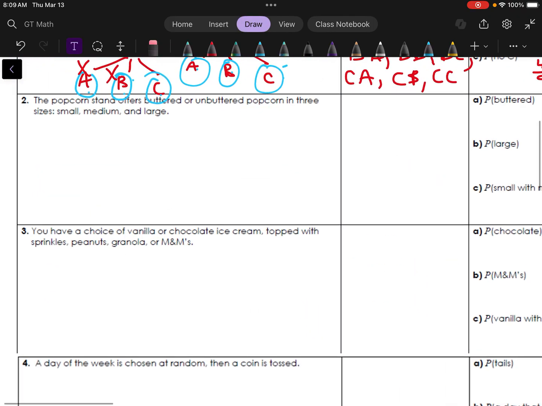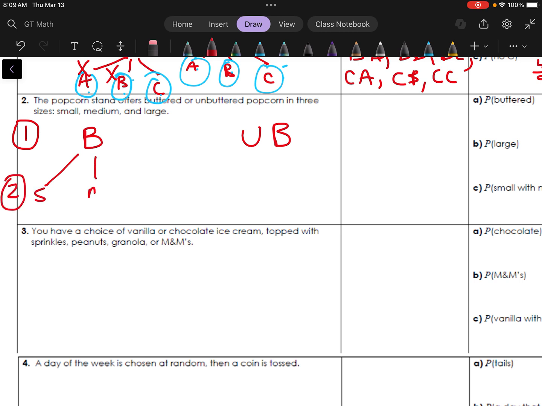So let's take a look at another one here. The popcorn stand offers butter or unbuttered popcorn in 3 sizes: small, medium, large. The way I look at this is the first event is we're picking buttered or unbuttered. Now, after you choose butter, your second event, our second choice, is small, medium, or large. Same thing for unbuttered. You have a choice of small, medium, or large.